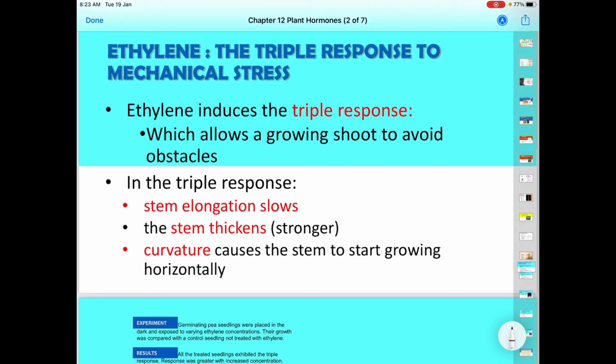Ethylene induces the triple response, which allows a growing shoot to avoid obstacles. In the triple response, what happens? The stem elongation will be slow. The stem becomes thickened so that it becomes stronger. The curvature causes the stem to start growing horizontally. Okay, please search on curvature. What is curvature? Okay, search on this.